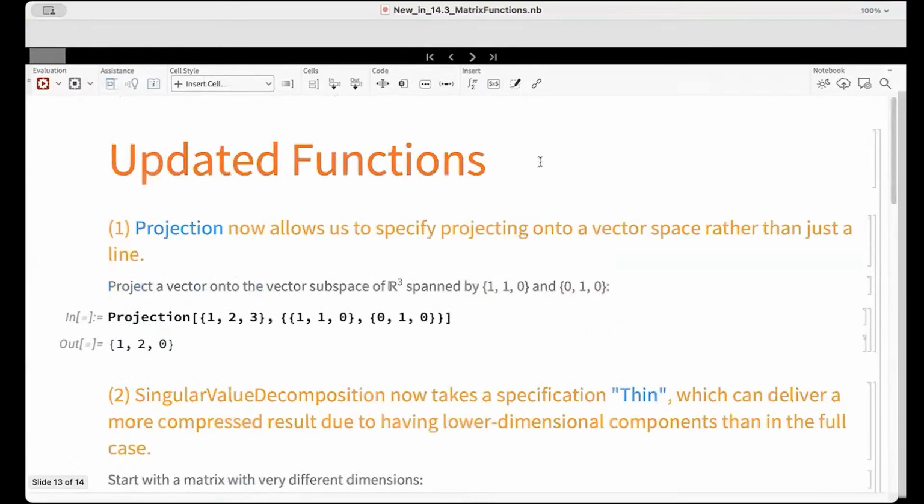Okay, we're getting towards the end. So those were the new functions. We've also updated a couple of functions.